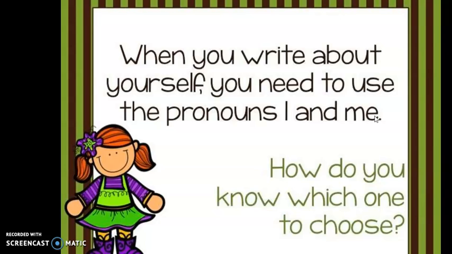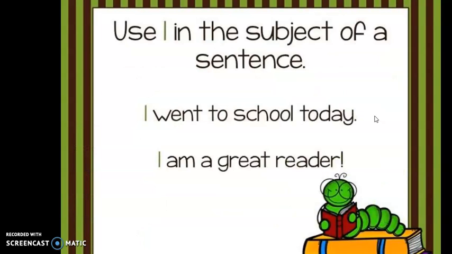I could also say, Mrs. Vasquez gave the book to me. I'm talking about myself. She gave it to me, right? So we're going to be learning how do you know which one to use. How do I know if I should use I or if I need to use me in my sentence? Well, there are some rules. Let's learn about those rules.